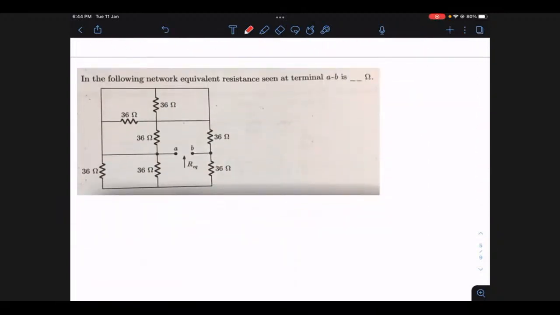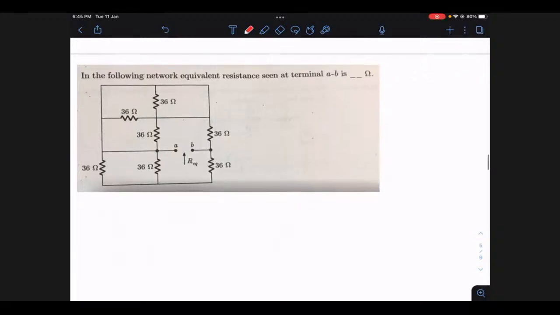Now, what about this? In the following network, the equivalent resistance at terminal AB is dash ohm. This question is based on the resistance reduction technique. In resistance reduction technique, there are so many approaches.